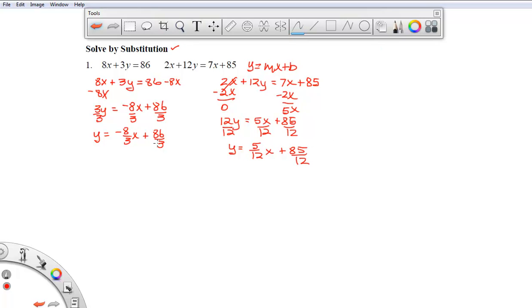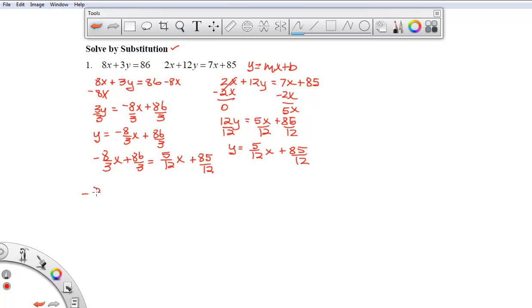So those are our two linear equations that we want to use substitution with. And now we know that from using substitution, we want to set both right-hand sides equal to each other. So I'm going to go a negative 8 over 3x plus 86 over 3 equals 5 over 12x plus 85 over 12. So our common denominator is going to be 12.